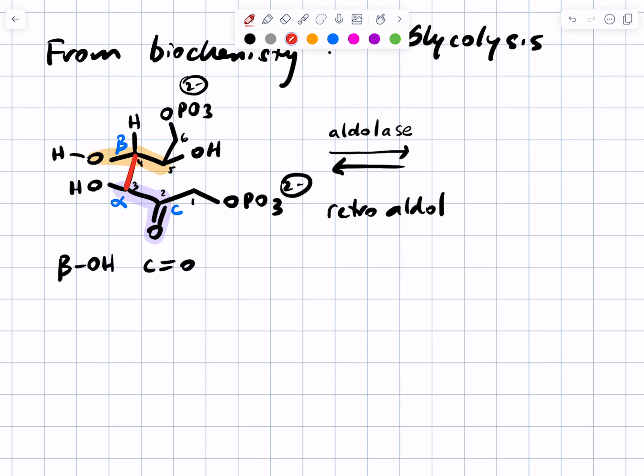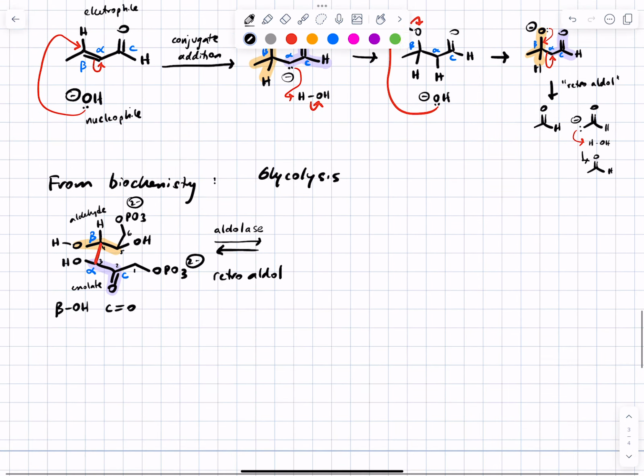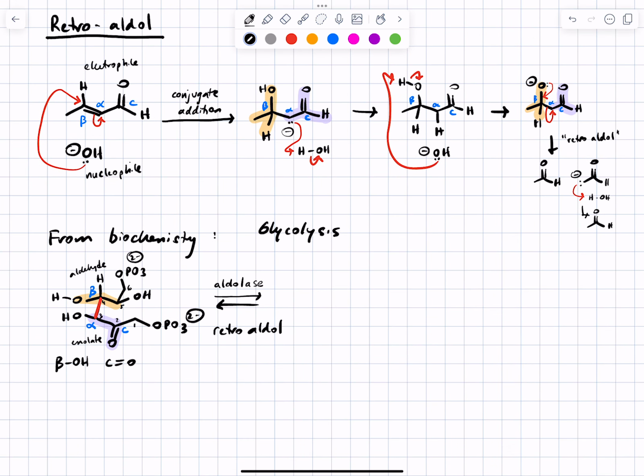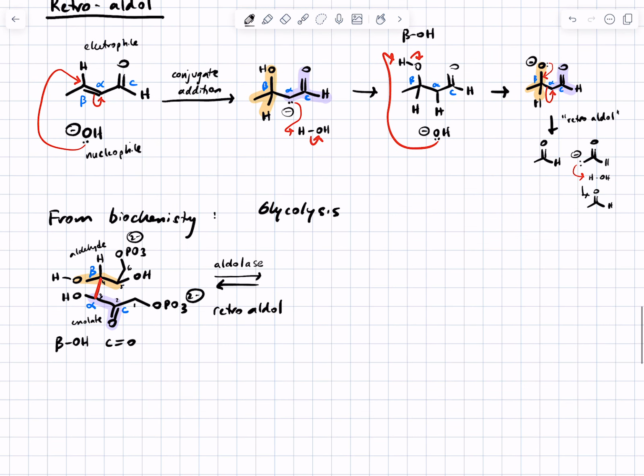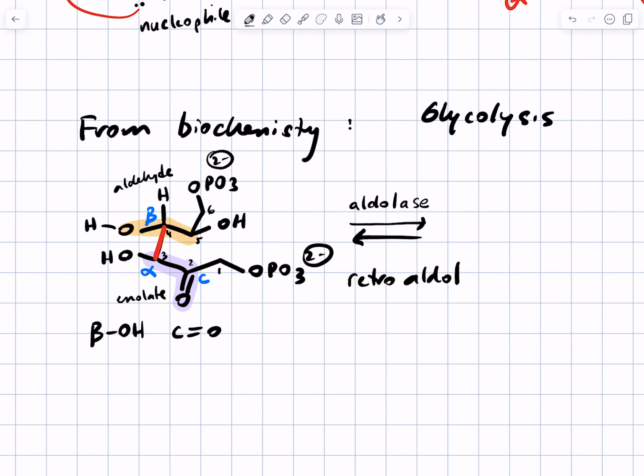And then it's got a bond to a carbon and a hydrogen. So you can tell that this portion of the molecule used to be an aldehyde, and that this portion of the molecule used to be the enolate. Now, thinking backwards through the retroaldol reaction from the beta hydroxycarbonyl compound, our first mechanistic step should be to remove the proton from the beta hydroxy group. We're going to use some group from the enzyme to do that.